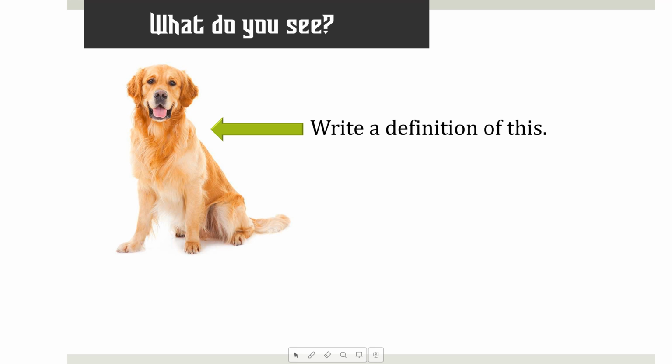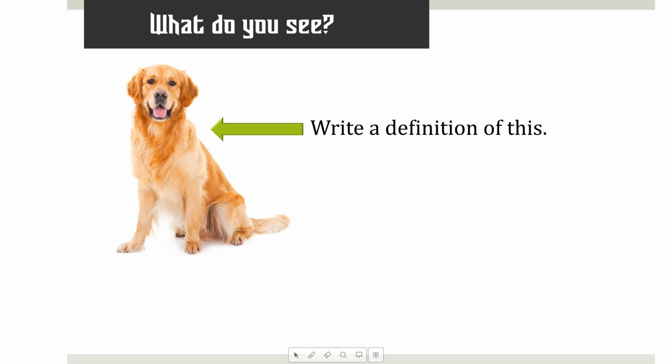Somebody else said domesticated animal, which is good, except we have other things that are domesticated animals, like cats, cow, goldfish. I had domesticated canine. That works, because canine alone would not be enough since canines include coyotes and wolves, but they're not normally domesticated.